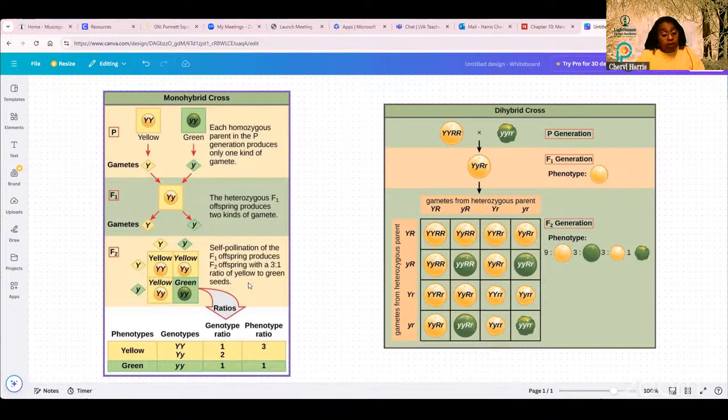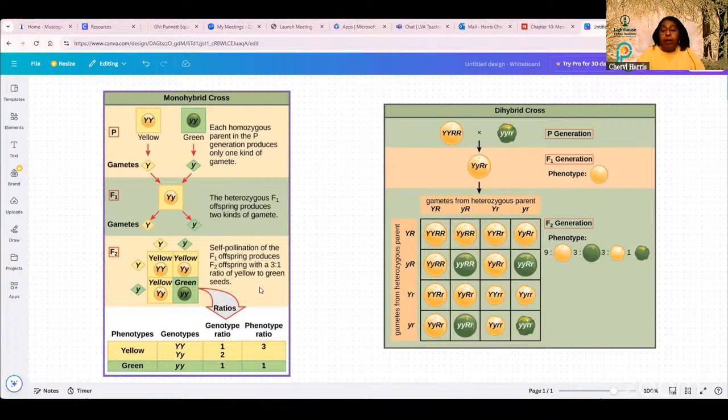Or when we look at it in terms of the genotype, we have 25% homozygous dominant yellow. We have 50%, because we've got two boxes, of heterozygous yellow, and 25% homozygous green. Okay, so that's a couple of ways that we look at reading that box.